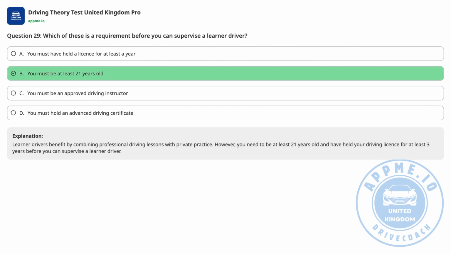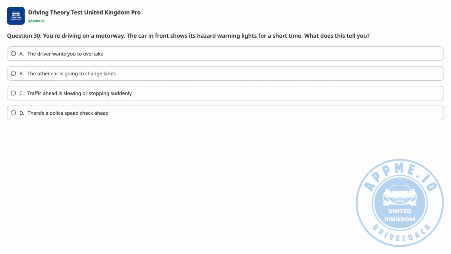The correct answer is B. Question 30. You're driving on a motorway. The car in front shows its hazard warning lights for a short time. What does this tell you? A. The driver wants you to overtake. B. The other car is going to change lanes. C. Traffic ahead is slowing or stopping suddenly. D. There's a police speed check ahead.